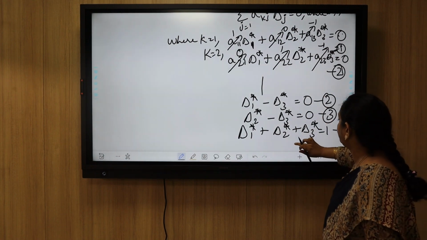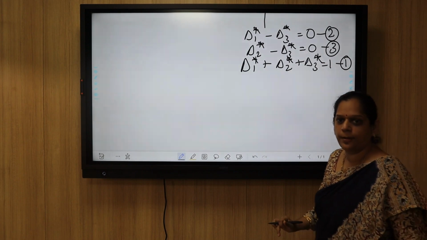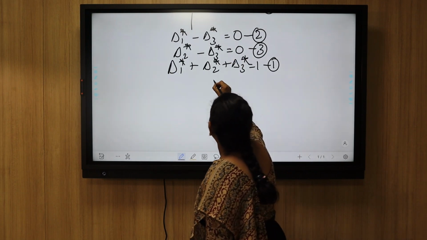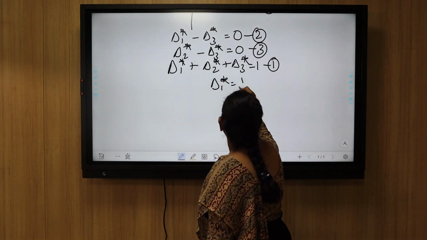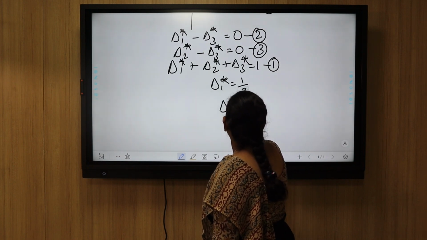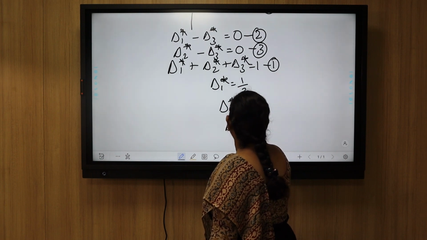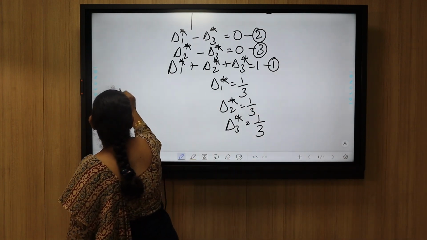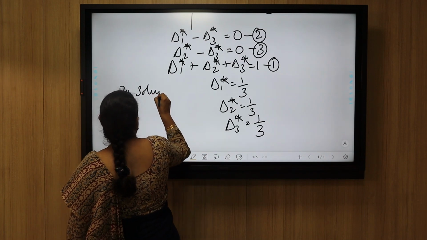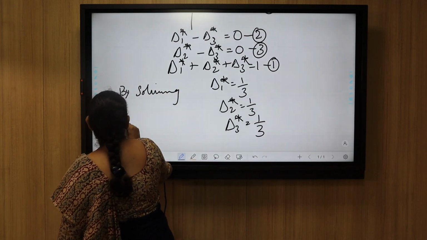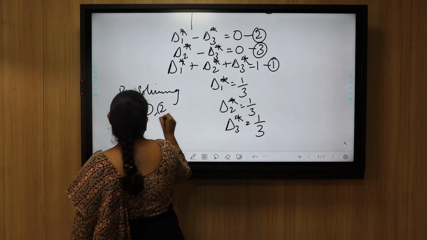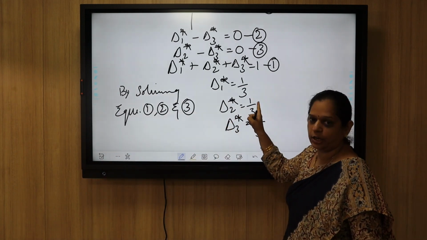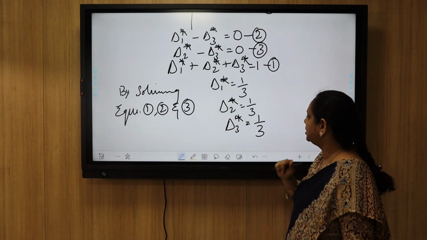So by solving all these three equations, we got delta values as delta 1 star equal to 1 by 3, delta 2 star equal to 1 by 3, and delta 3 star equal to 1 by 3.